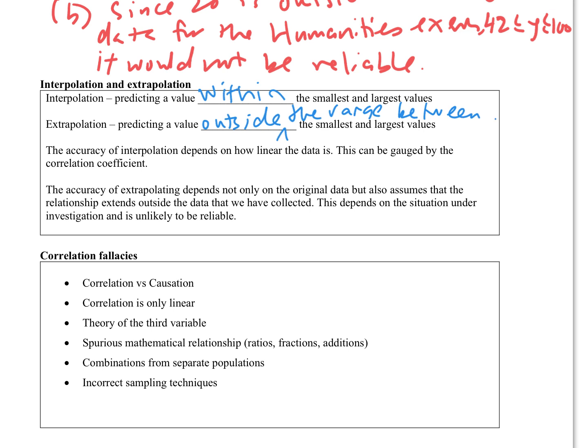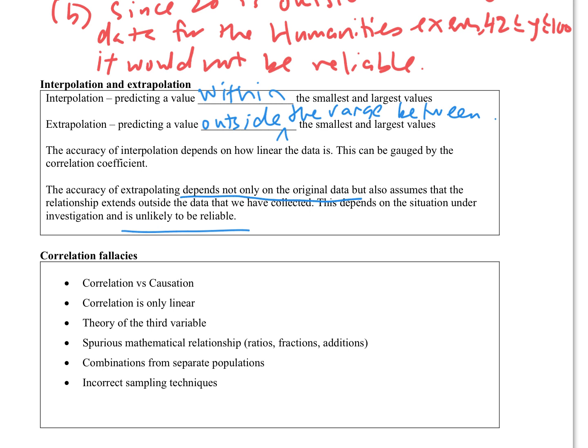So the accuracy of interpolation depends on how linear the data is. It can be gauged by the correlation coefficient. The accuracy of extrapolating depends not only on the original data but also assumes that the relationship extends outside the data that we have collected. This depends on the situation under investigation and is unlikely to be reliable.